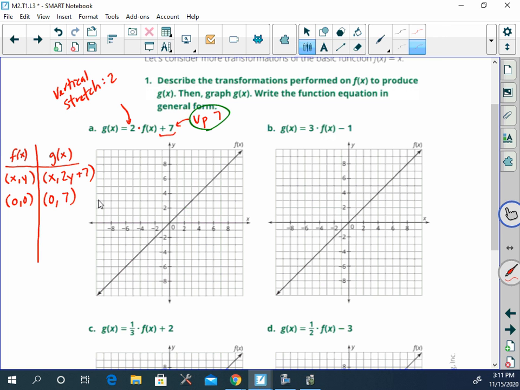And then I'm going to grab a couple other points. So let's grab 1, 1. So you can see 1, 1 on this graph. What's going to happen to it? The x stays the same. The y value, I'm going to take it times 2, and then I'm going to add 7. So 2 times 1 plus 7 gives me 9.